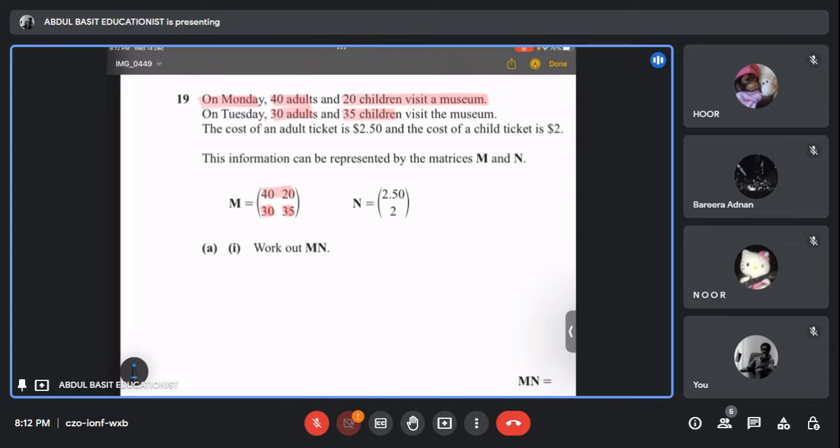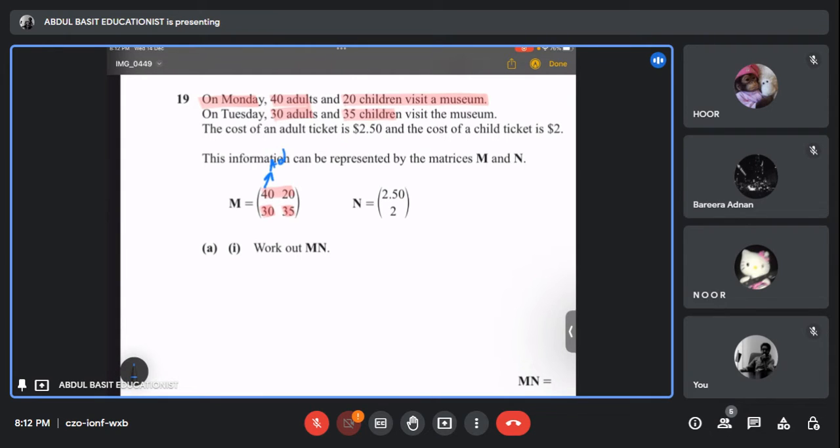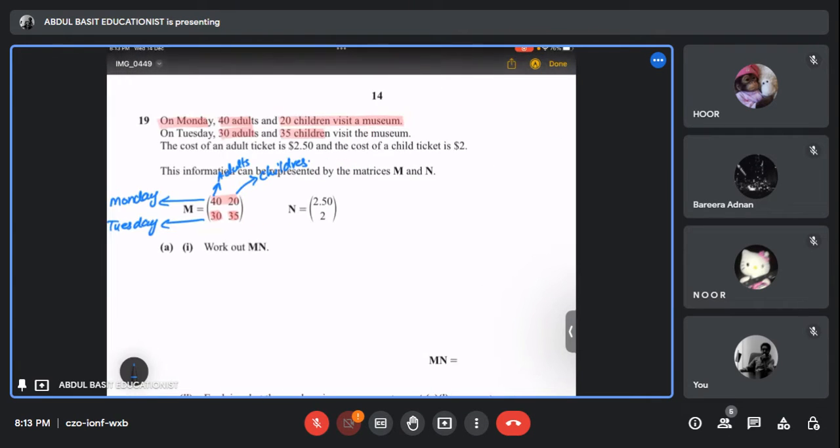We can see that in this matrix, this thing is adults. Yes or no? The first column represents adults, and the second column represents children. Yes or no? And the first row is representing Monday, and the second row is representing Tuesday. Is this clear?